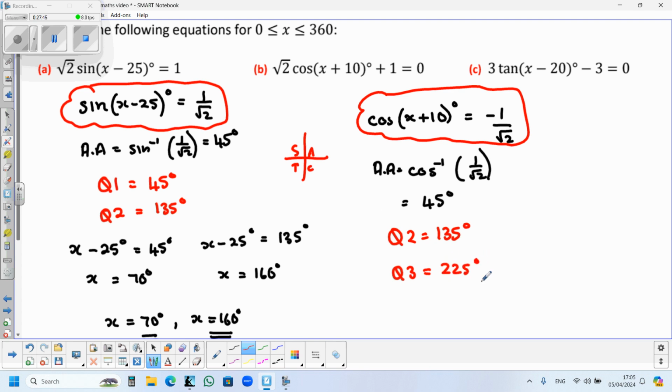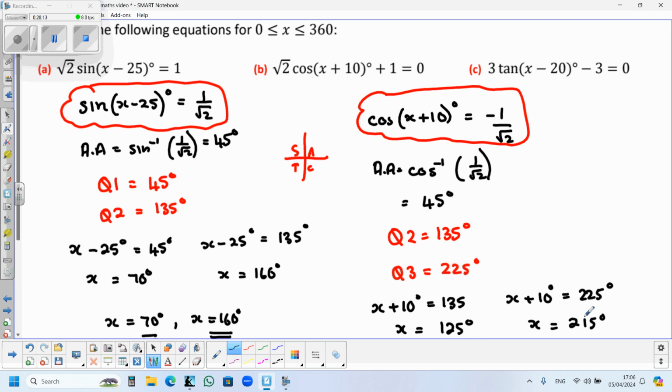I would be finished, but it wasn't x that was here, it was x plus 10. So I solve a simple equation. x plus 10 degrees is equal to 135, or x plus 10 degrees is equal to 225. Don't want that plus 10, we'll take 10 off both sides, so x is equal to 125 degrees, and x is equal to 215 degrees. I've got two answers. It was a 1x, so I'll expect two answers.